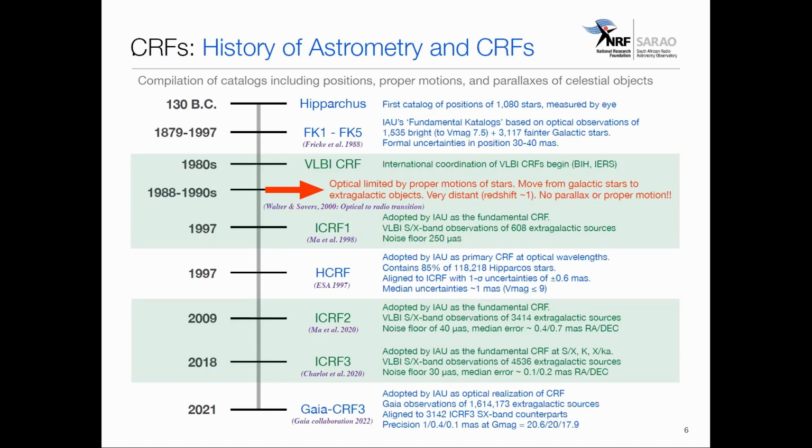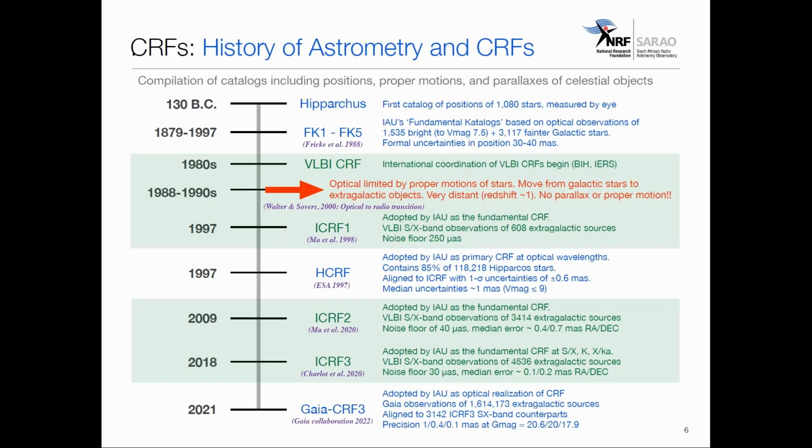Okay, so you do astrometry, but that necessitates the need to compile catalogs that include the positions, proper motions, and parallaxes of these objects. I already talked about Hipparchus, 130 BC. He had this catalog of positions of 1,080 stars, and it is the oldest known comprehensive catalog with positions of stars. Long ago, in terms of the fundamental catalogs for the IAU, everything was based on optical observations, these meridian observations, and the last of those catalogs was the FK5 catalog. But these were all based on measuring the positions of galactic stars. In the 1980s, VLBI started measuring the positions of these extragalactic objects, the quasars, and then the IAU saw that, well, optical is limited by the proper motions of the stars.